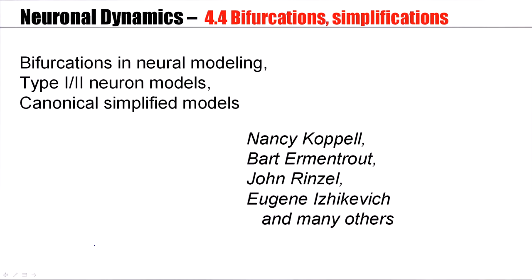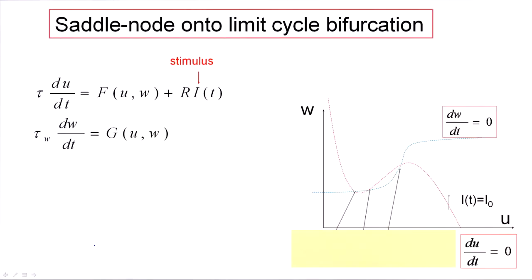It's an active field that has been beautifully developed over the last years, and I would like to show in this second half of lecture 4.4 how the kind of bifurcation analysis in 2 dimensions can help to understand thresholds in neuron models.